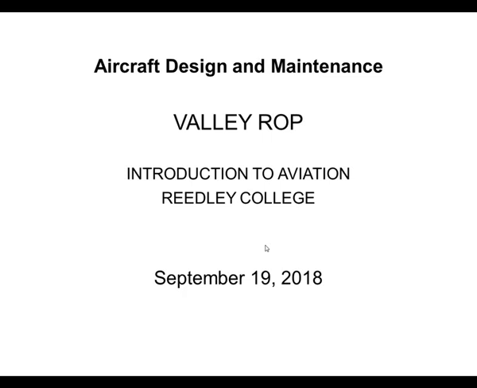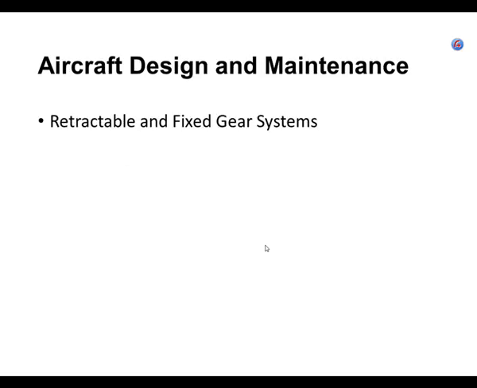Okay, while we're waiting for the other one to warm up, we can go look at this one. First thing we're going to examine are retractable and fixed gear systems. Fixed gear means that the wheels don't go anywhere. They just continue to hang down below the aircraft, whether it's in flight or on the ground.